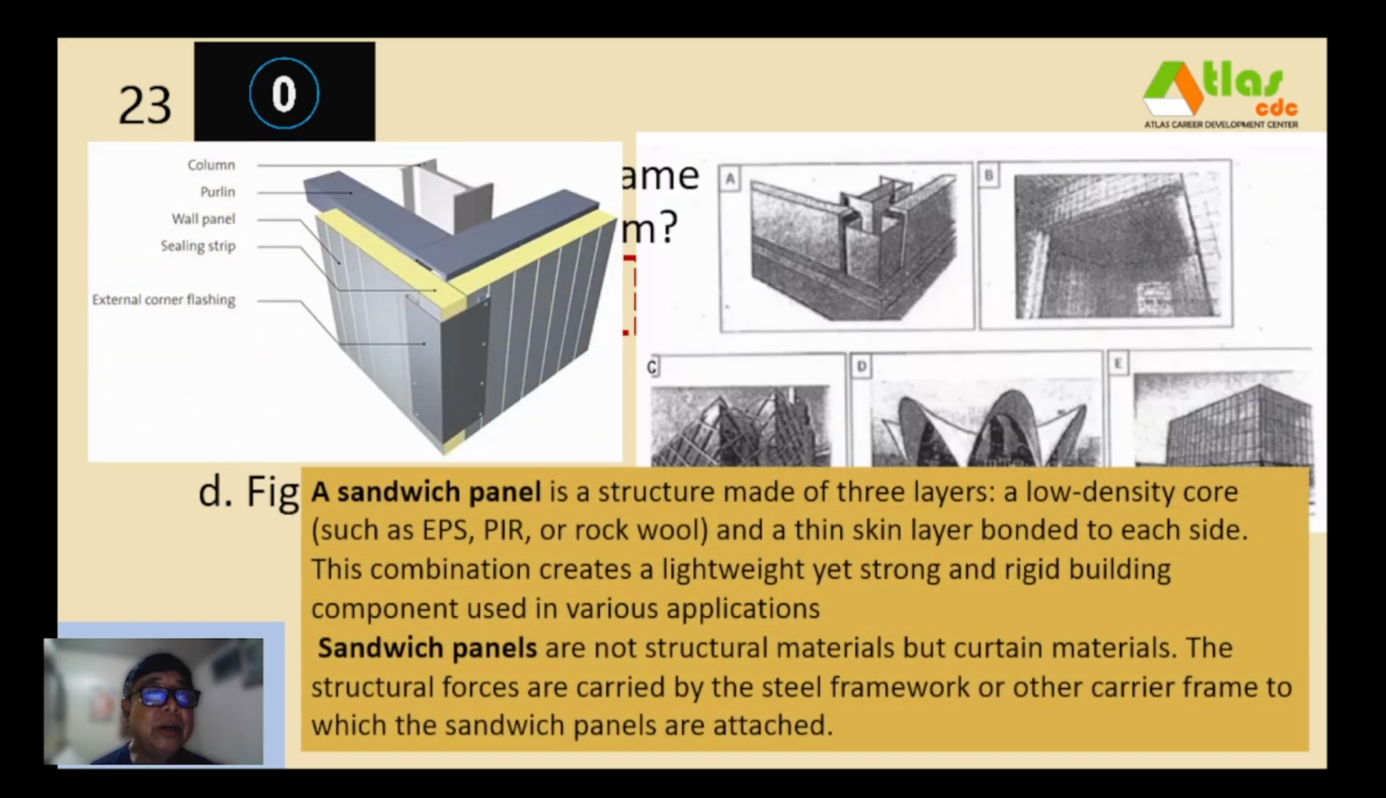So, a sandwich panel is a structure made of 3 layers. That is a low-density core such as EPS, PIR, or rock wool, and a thin skin layer bonded to each side. This combination creates a lightweight yet strong and rigid building component used in various applications. Sandwich panels are not structural materials but curtain materials. The structural forces are carried by the steel framework or other carrier frame to which the sandwich panels are attached.